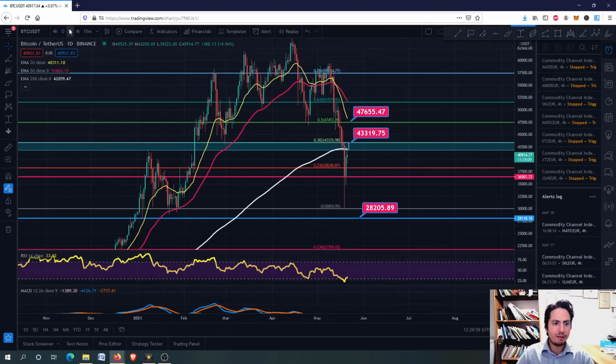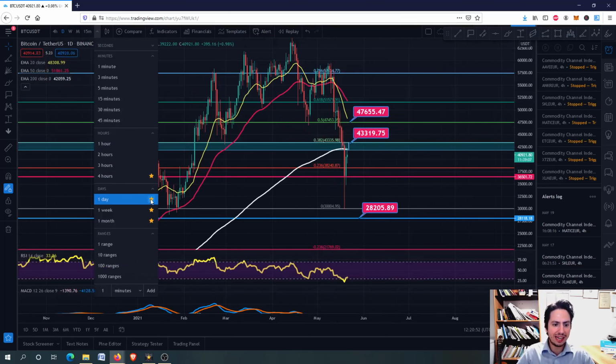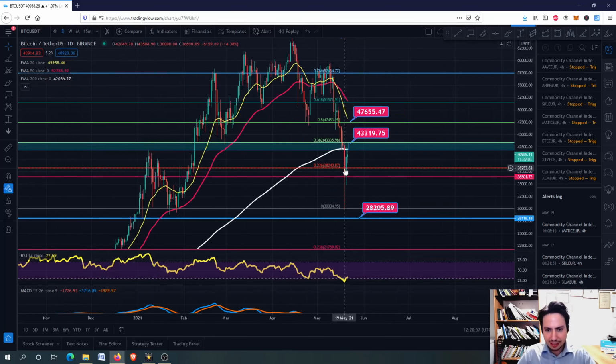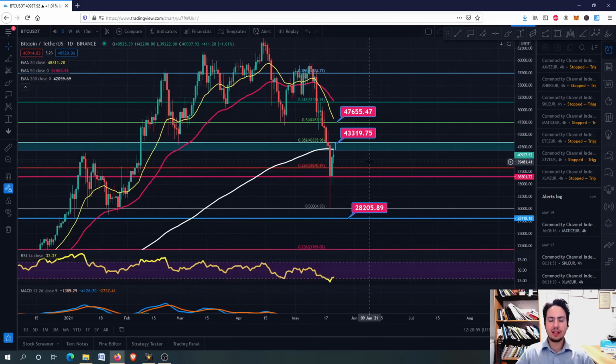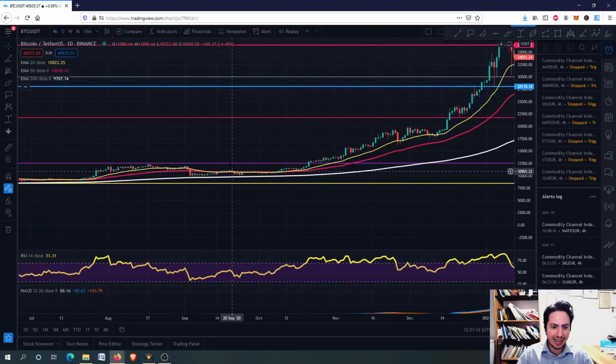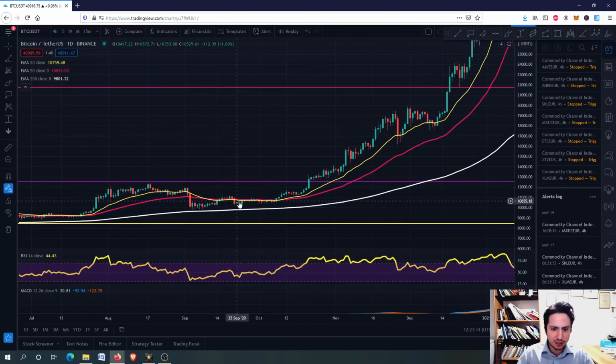Let's go to the daily frame right here. You choose the daily; I've made it my favorite, so I have it in the bar right here. In the daily frame, why do I think we will go down? Because of some analysis on the TradingView chart that we can see since September 2020.